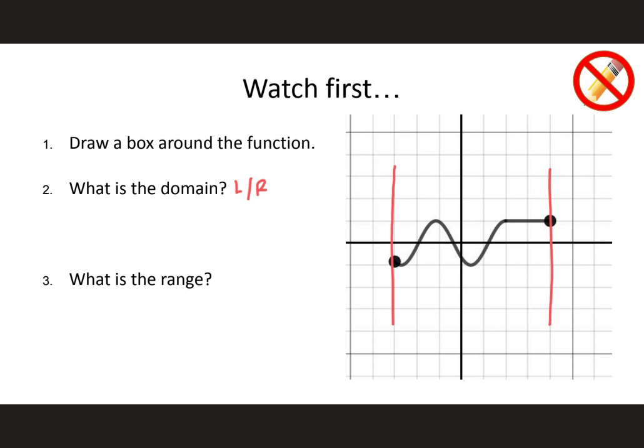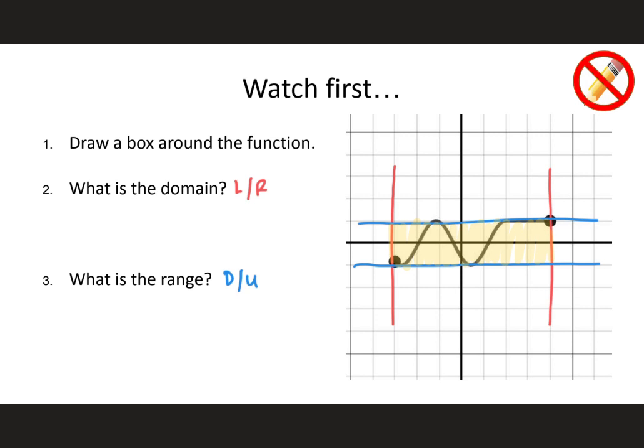And then for range, we look down and up. So the lowest my graph goes is this point right here. And the highest my graph goes is this point right here. So as we can see here, this box contains my function completely.